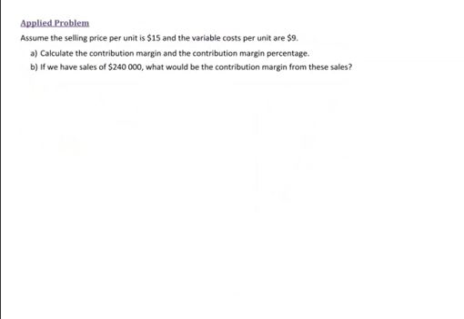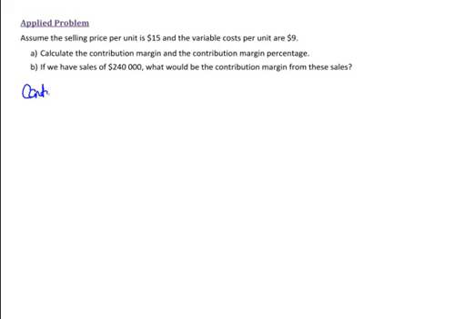So now let's look at an applied problem. We've looked at the basics, now let's apply it. Assume the selling price per unit is $15 and the variable costs per unit are $9. Calculate the contribution margin and the contribution margin percentage. Now I'm not going to go into the details of this, this is what you learn in your course, I'm just going to go into how you work it out.